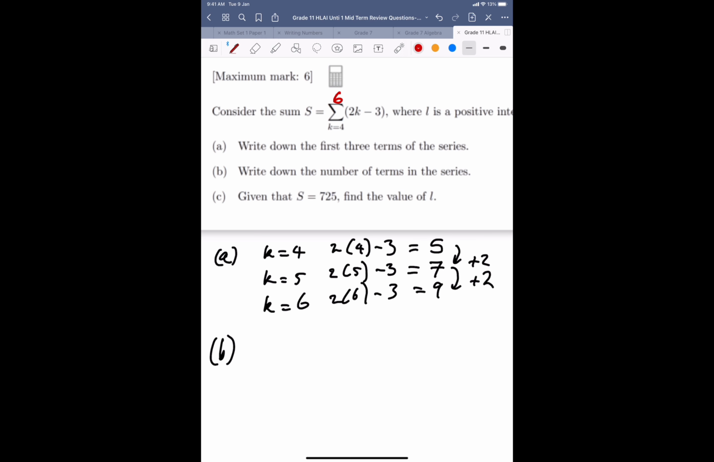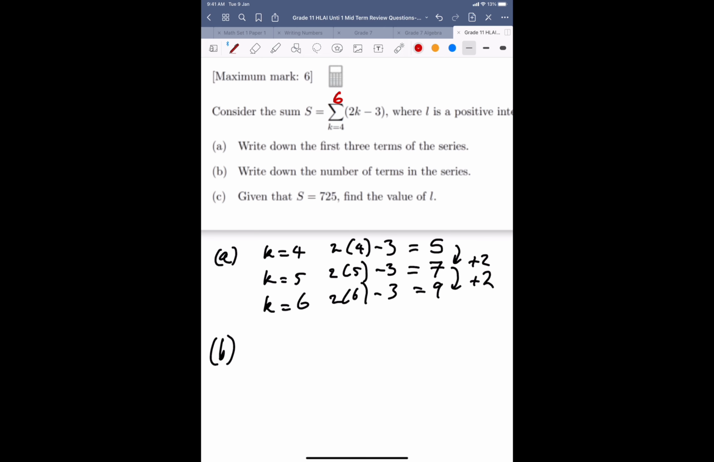How many terms are there? Oh, let me put my laptop back on so you can see it. So if I replaced L with 6, so you've got k equals 4 on the bottom, and you've got 6 on the top. How many terms are there in this series? We've just done it on the board. There's 3. Because it's 4, 5, 6. There's 3. So how do you get the number 3 from 6 and 4?